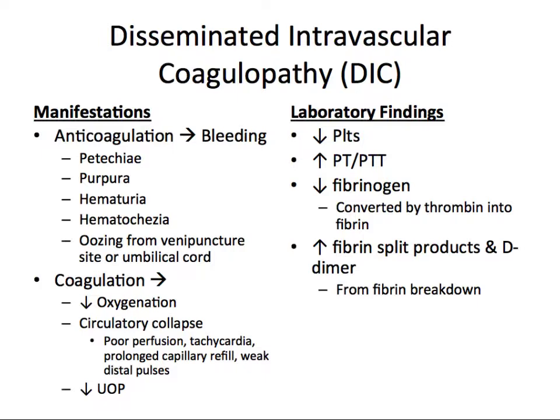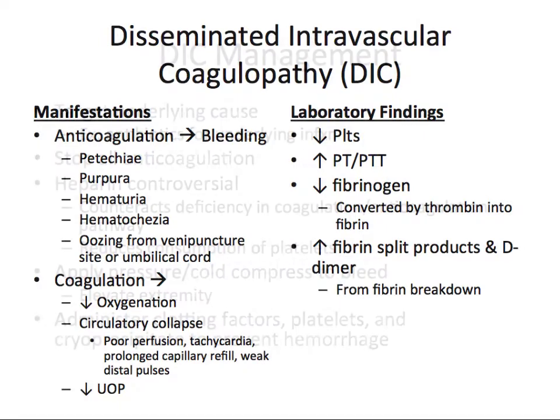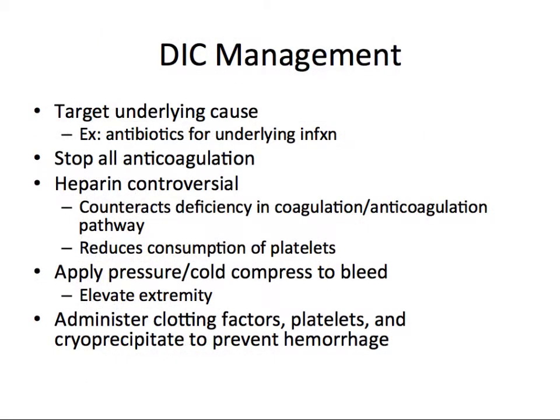Laboratory findings include decreased platelets, an increased PT or PTT, decreased fibrinogen, and an increase in fibrin split products or D-dimer. The management of DIC involves targeting the underlying cause, for instance, antibiotics for underlying infection. It's important to stop all anticoagulation.